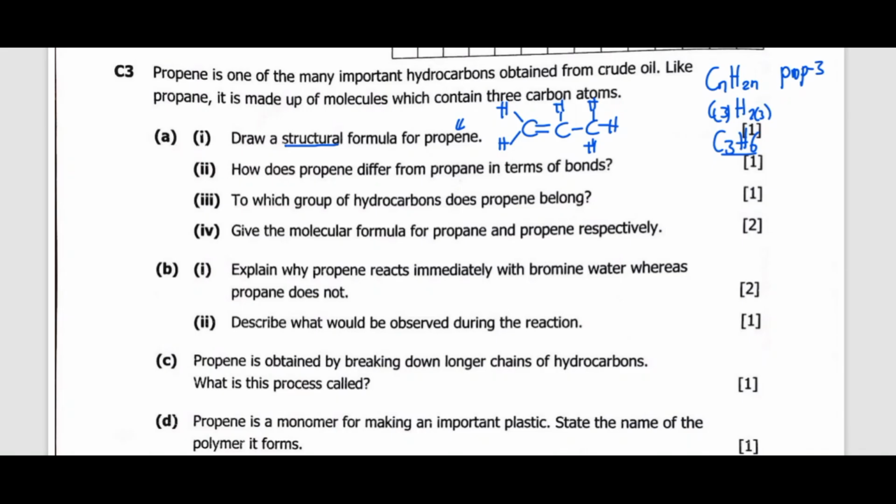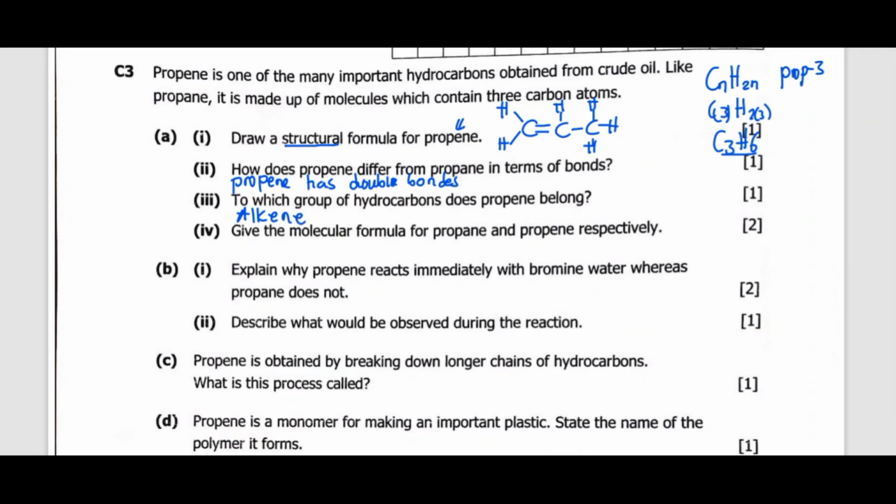Then how does propene differ from propane in terms of bonds? Propene has double bonds. All alkenes have double bonds. Then Roman number 3, to which group of hydrocarbons does propene belong? It is alkene.